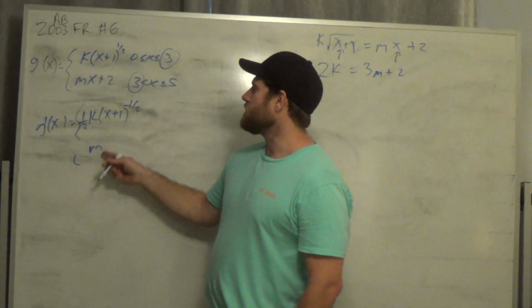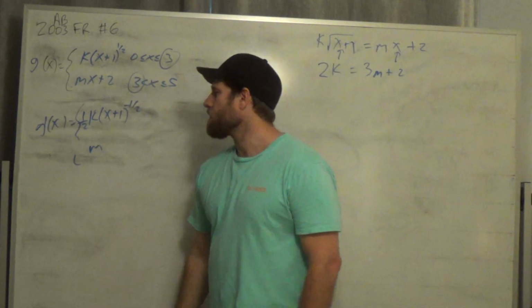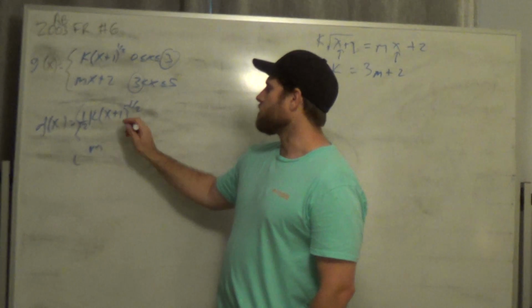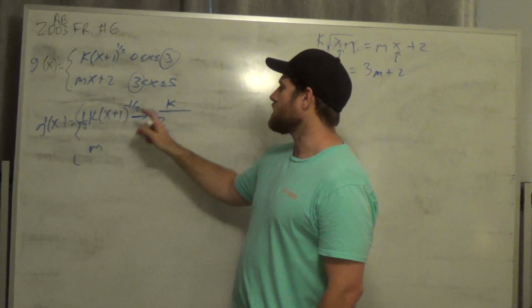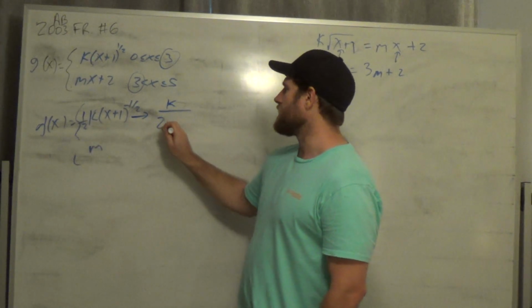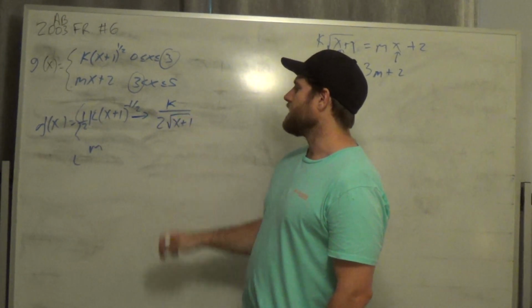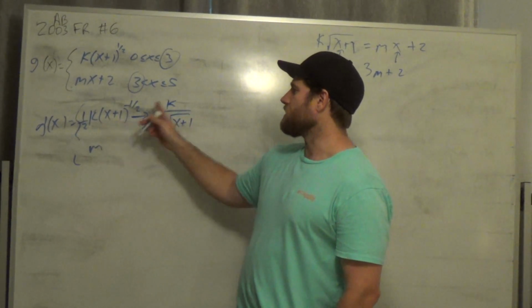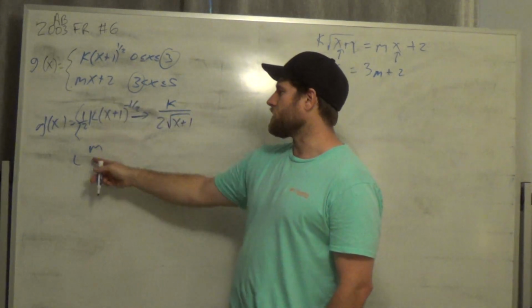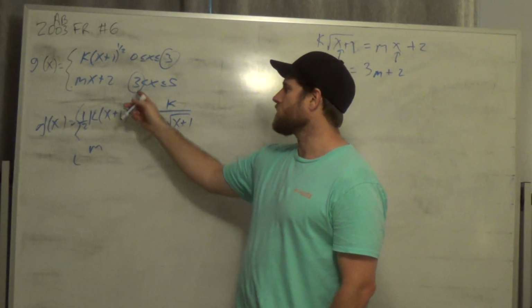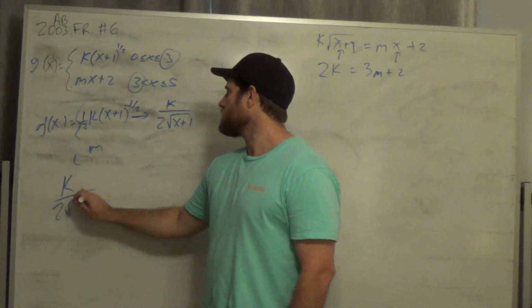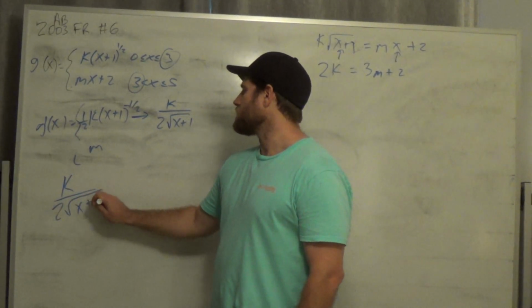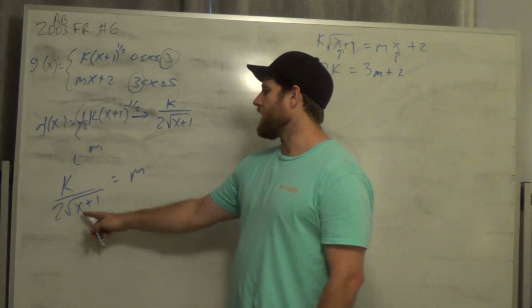So I need these two to be equal when I plug in 3. By the way, I'm going to rewrite this. The 1, I got the 2, the k is up here, but I'm going to drop this to the bottom and make it a square root. Nice. So this part can be written like this, and the second part of the piecewise function is here, and we want these two to be equal when we plug in a 3. So we want k over 2 square root of x plus 1 to equal m when x is 3.